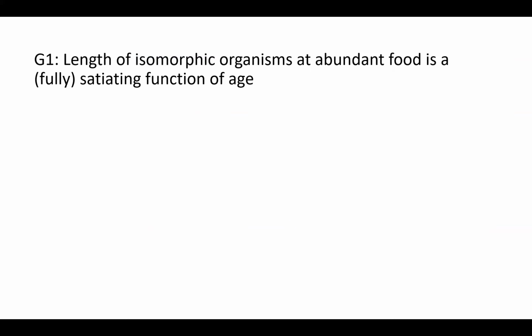So I've decided to cover just some of the stylized effects. There are 20 something and I have 15 minutes, so that's not going to work. These are the most dicey ones. First: the length of an isomorphic organism in abundant food is a fully switching function of age.